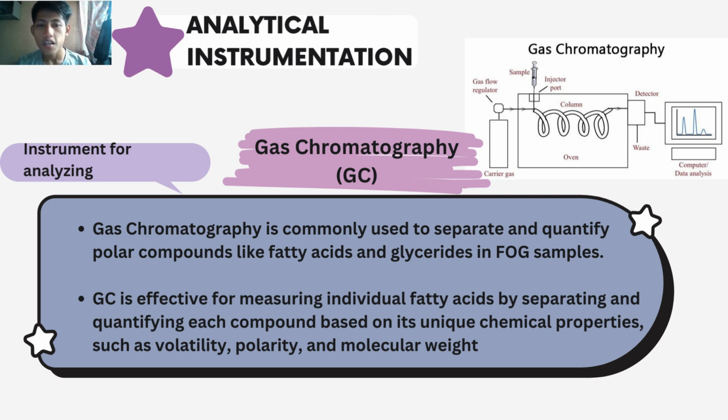such as fatty acids and glycerides. GC provides quantitative data based on the peak area or height of the separated compounds. The peaks correspond to the amount of each fatty acid present in the sample.